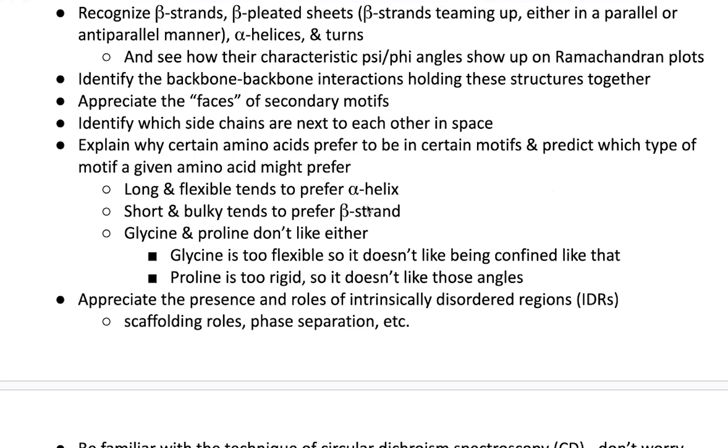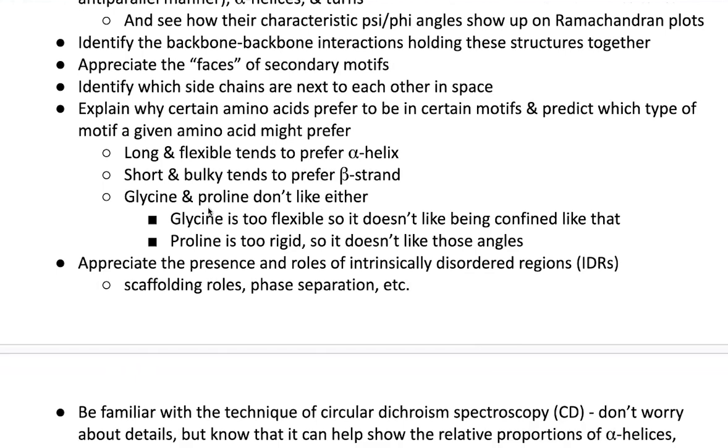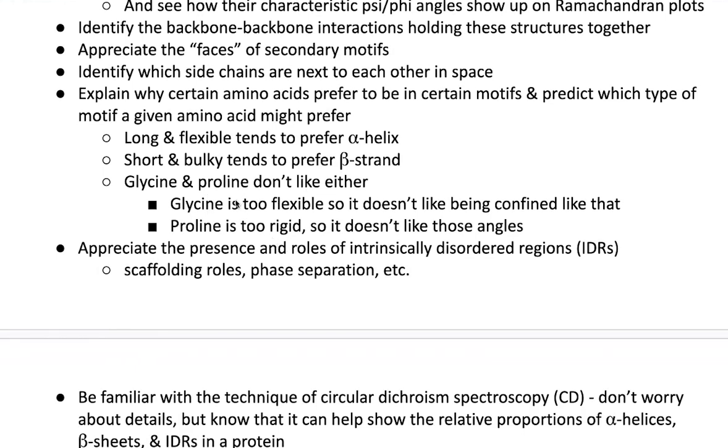But if you have something like a beta strand, now these things can be on opposite sides, and you can get things where the short and bulky are going to be able to be next to each other. And so these tend to prefer the beta strand. Glycine and proline, they don't like either. Glycine's too flexible, so it doesn't like being confined like that.